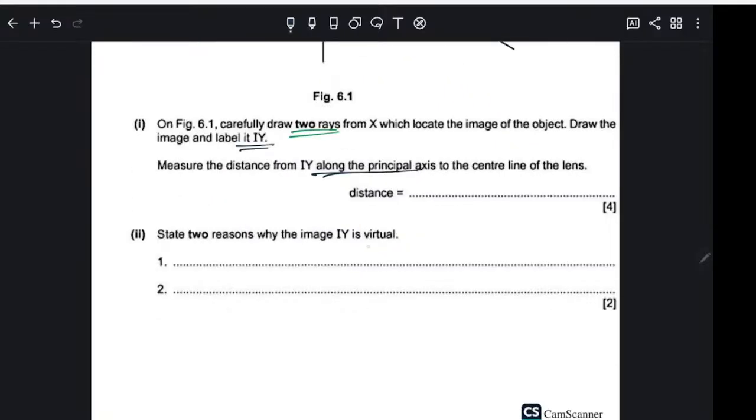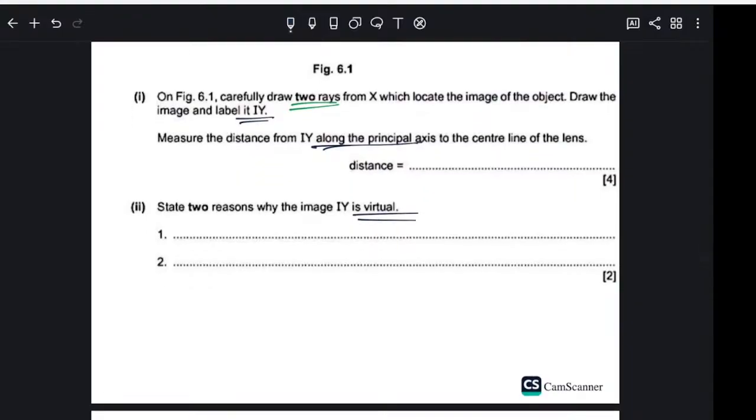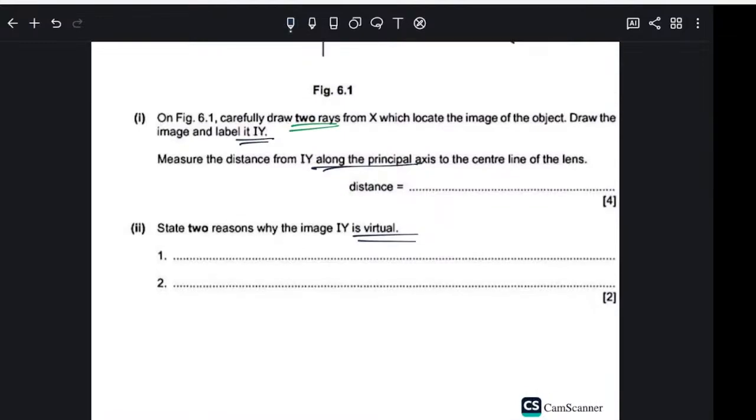State 2 reasons why the image is virtual. Now this is the second part of the question. They are now saying, please tell us, why is this image virtual? Who else wants to answer? Do you know why it's virtual? Our IY, why is it virtual? Because it is on, tell me.